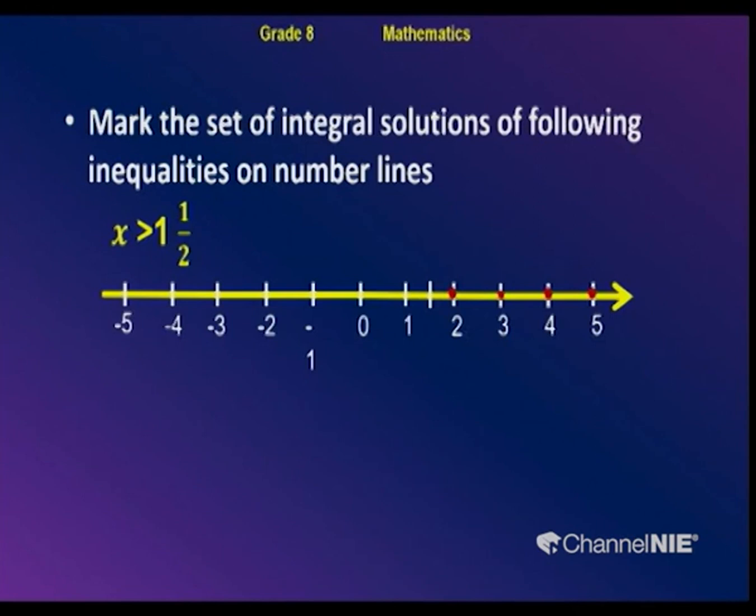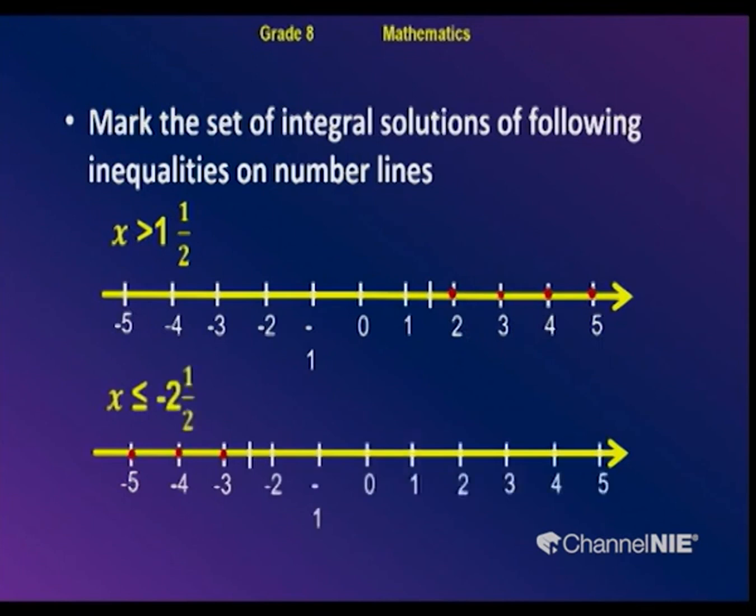X is greater than 1.5. They ask about the integral solutions. Then mark 2, 3, 4, 5 like these numbers. Only integers. Then the second one, x is less than or equal to minus 2.5. The negative number, and here also x is equal to minus 2.5. But you can't represent 2.5 because they ask about the integral solutions. Only integers you have to represent. Then you have to take minus 3, minus 4 and minus 5.